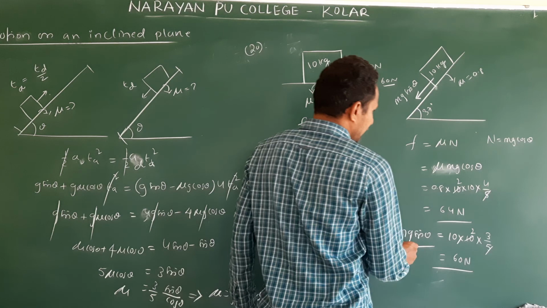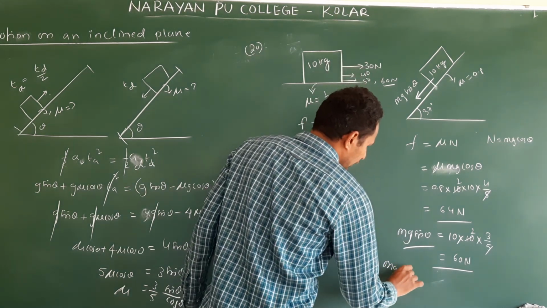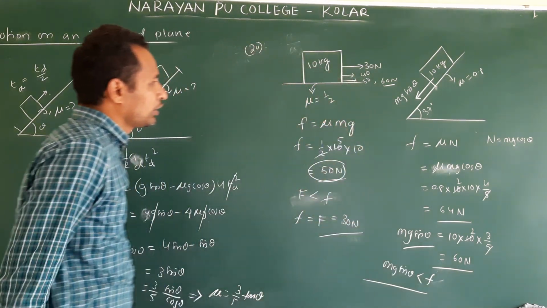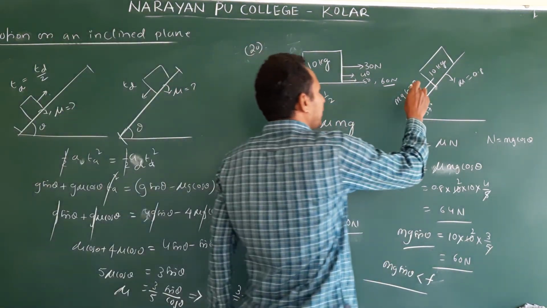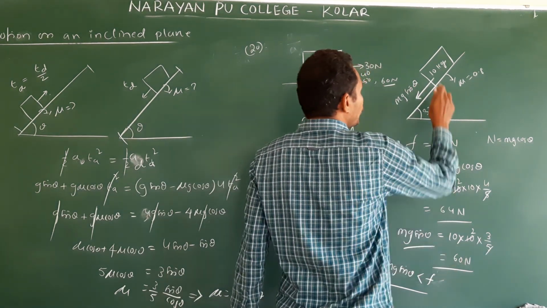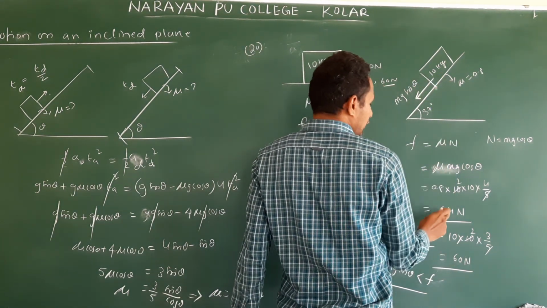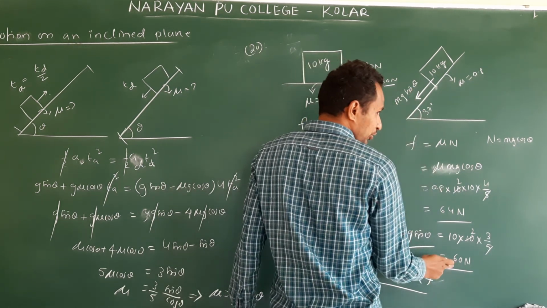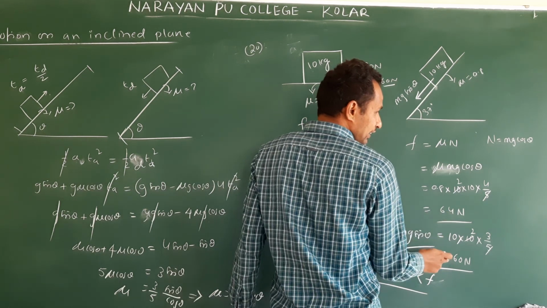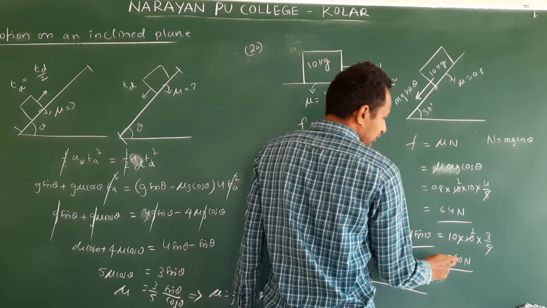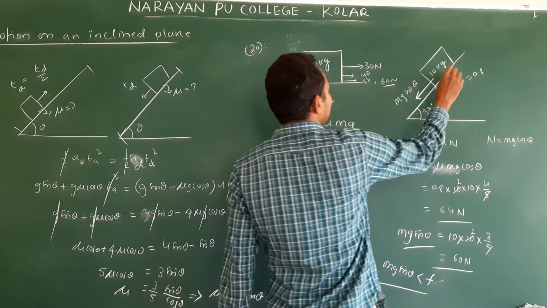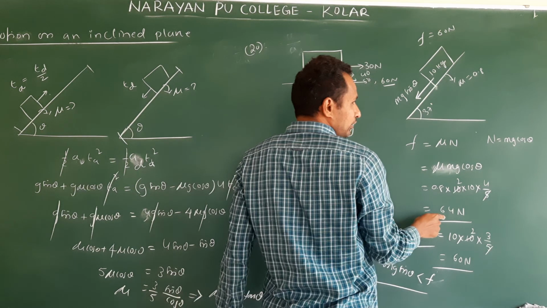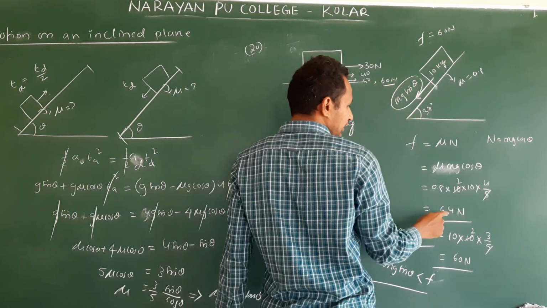Now mg sin theta, which is greater? mg sin theta is less than the frictional force. Then what happens? The mg sin theta value is 60. To move this object, the required force is 64 Newton. But the magnitude of mg sin theta is 60 Newton. Is it greater or less? Less than the friction. Then immediately friction is adjusted to 60 Newton. So in this case, friction is equal to 60 Newton until mg sin theta reaches 64.